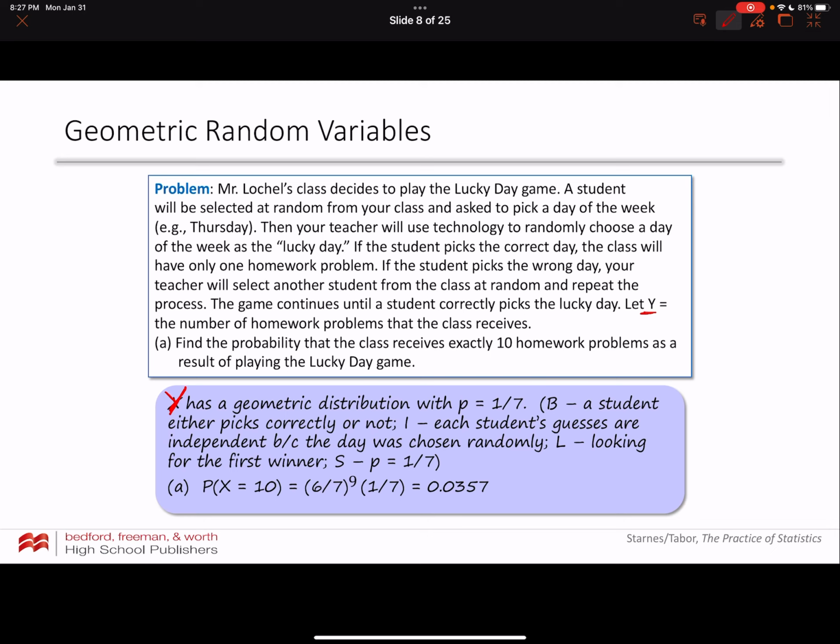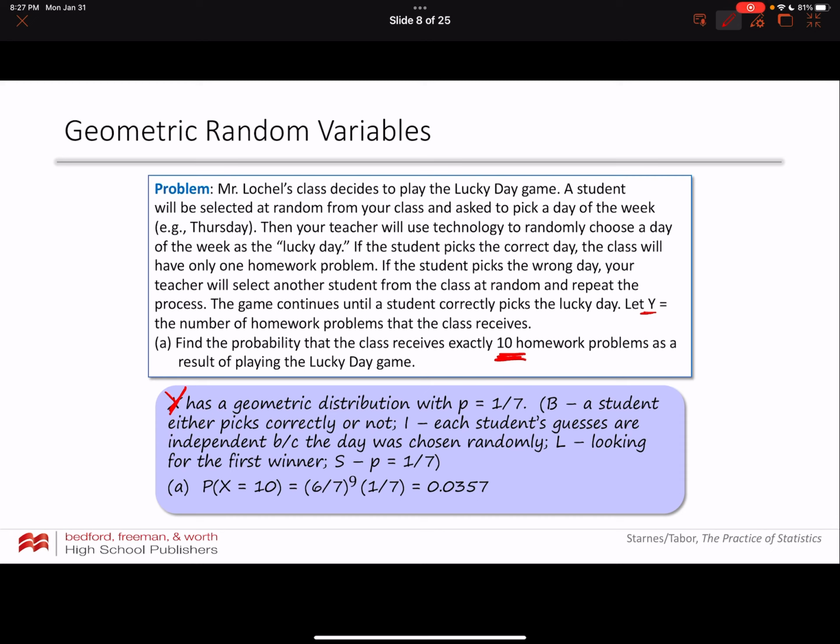We have independence. Each student's guesses are independent because the day was chosen randomly. L, we're looking for the first winner. And we have the same probability of success, in this case, 1 out of 7. You have a 1 out of 7 chance of guessing the correct day, right? So this is geometric. So we want the probability that exactly 10 homework problems are assigned, right?